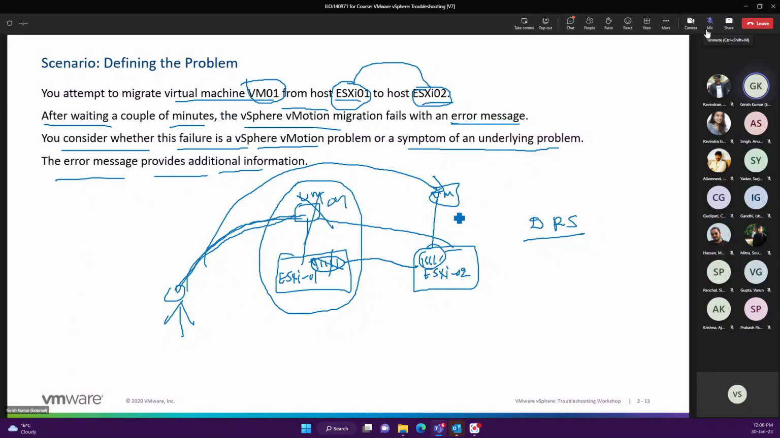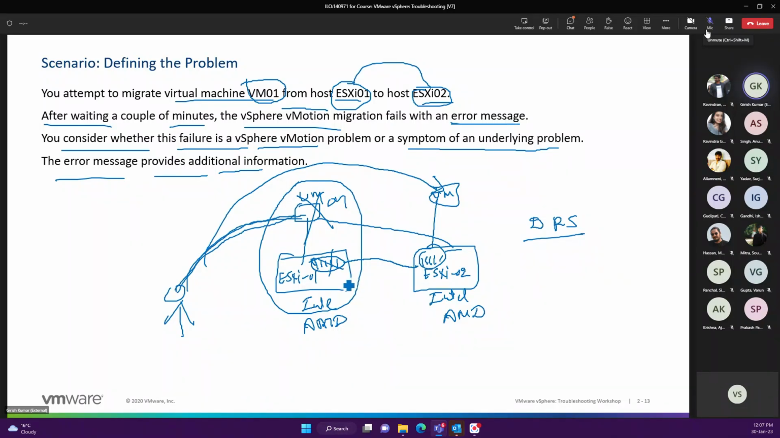The vMotion prerequisite concept must be clear to everyone. Then we can understand vMotion-related problems. Otherwise, if you try to read the failure message we get, we can't understand what is given inside the message. So one of the main prerequisites: the hardware must be from the same vendor on both ESXi hosts. If you are using Intel, it must be Intel. If you are using AMD, it must be AMD. Live migration, vMotion migration, is not supported between Intel and AMD.